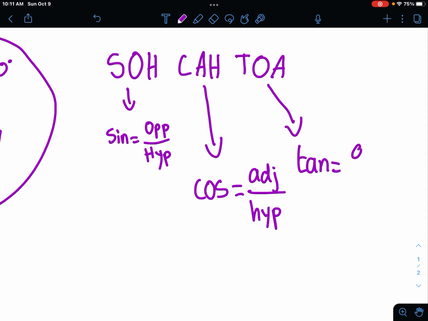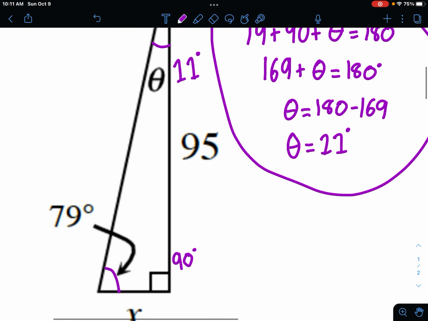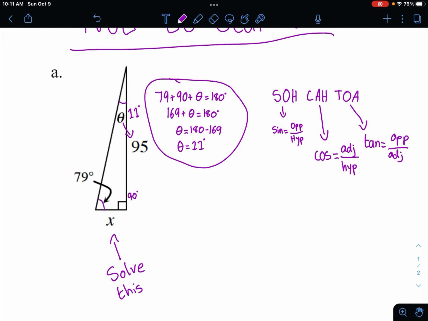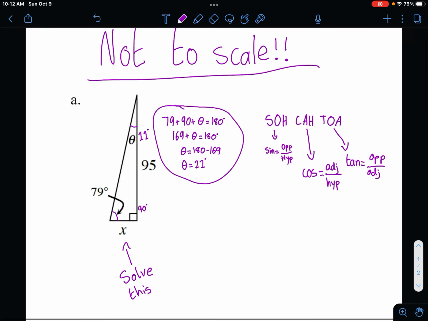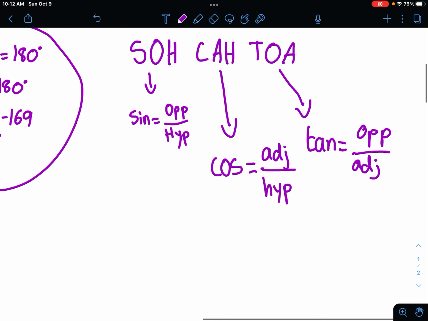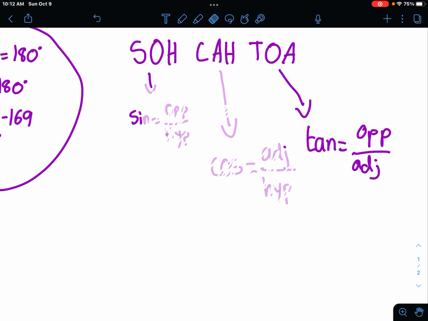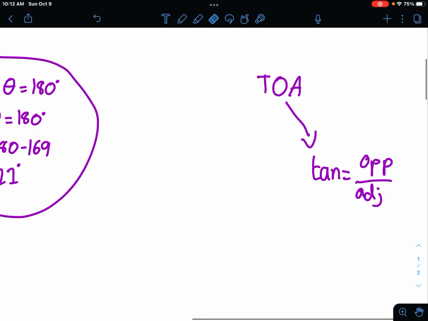Tan is equal to opposite divided by adjacent. And now we have opposite, this is opposite, and this is adjacent. We already have 95, and we already have 11, so this is a good one to use. So let me just erase these. We will not be needing them because we're going to be using TOA.